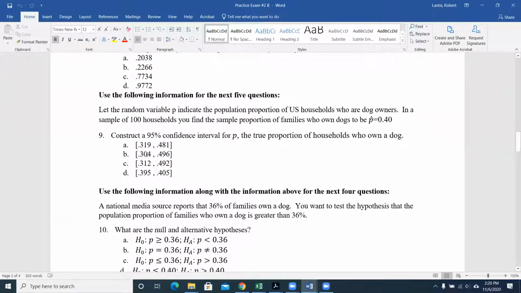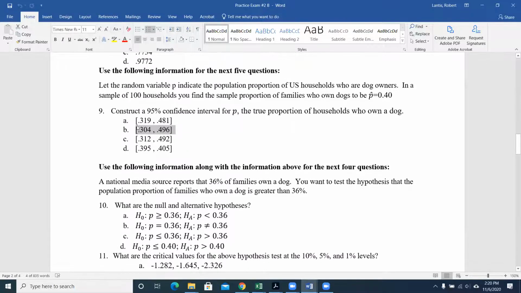Now notice I can calculate both the lower and upper bound here, but once I have one of them, once I have that lower bound of 0.304, I can identify what the correct answer is. And that might be a way to save some time. If you have additional time at the end, you can go back, double check, and calculate the upper bound as well. But once you have one of them, you can identify the correct answer here.